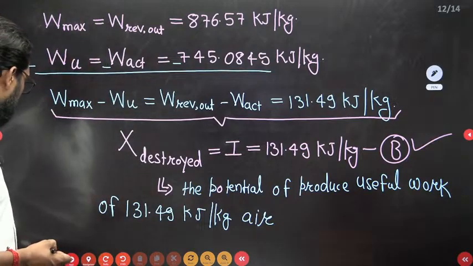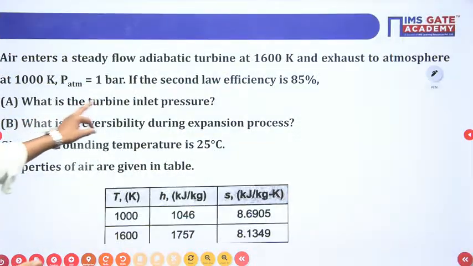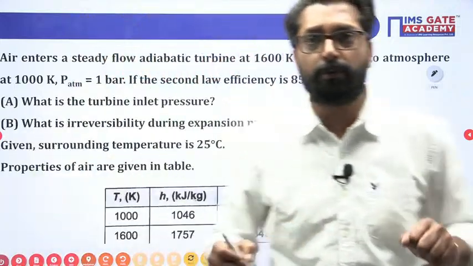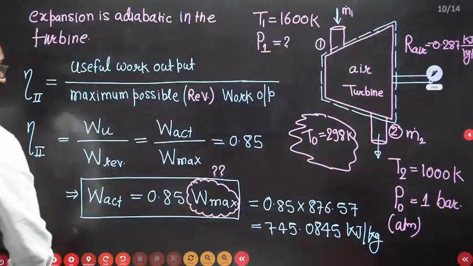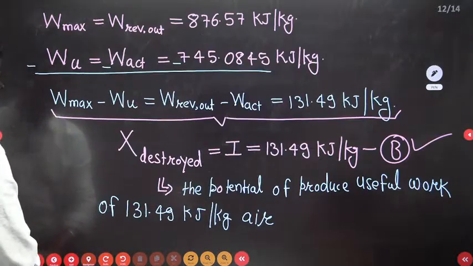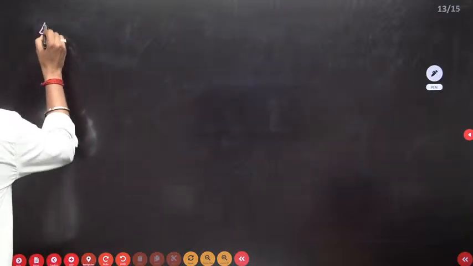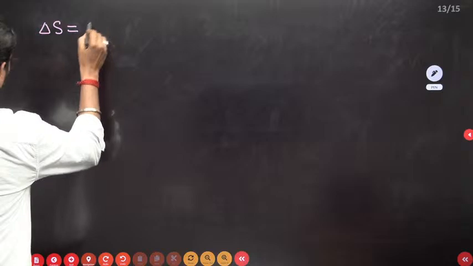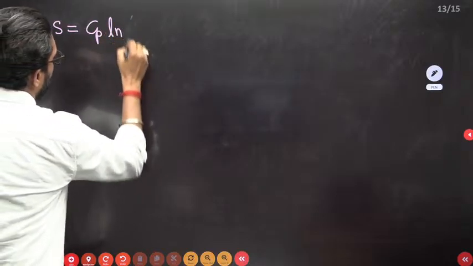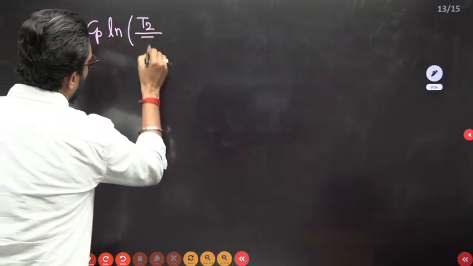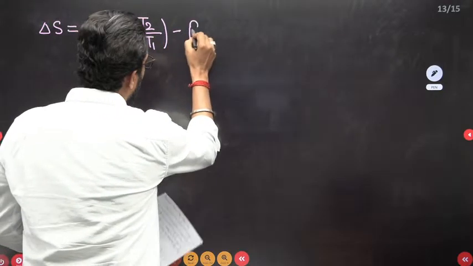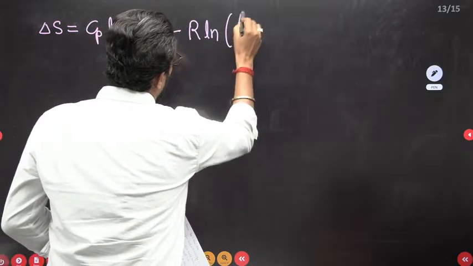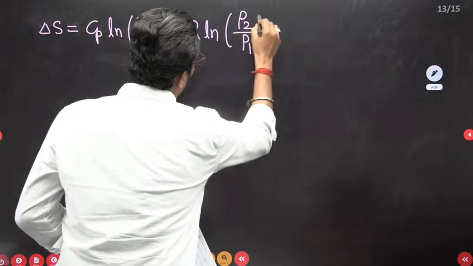Now the first one is, what is the turbine inlet pressure? That means we have to find the turbine inlet pressure. So this is expansion of an ideal gas, and we know the entropy change. Delta S for an ideal gas is Cp ln(T2/T1) minus R ln(P2/P1). Clear now?